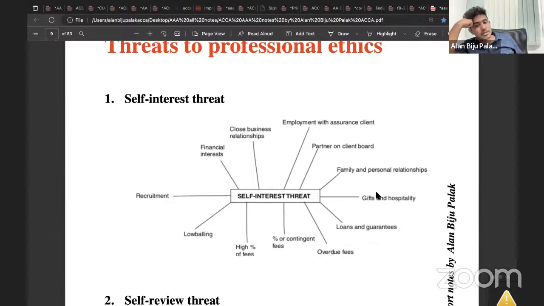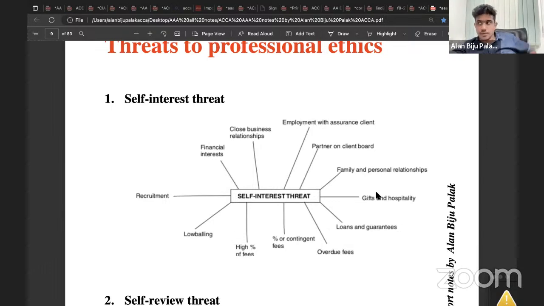What do you mean by lowballing, guys? Quality reduction. Yeah, first of all, the auditor will reduce the price of the engagement, and later on the auditor will also reduce the quality of the engagement proportionally. So reducing the audit fee and reducing the quality proportionally will be considered as lowballing.